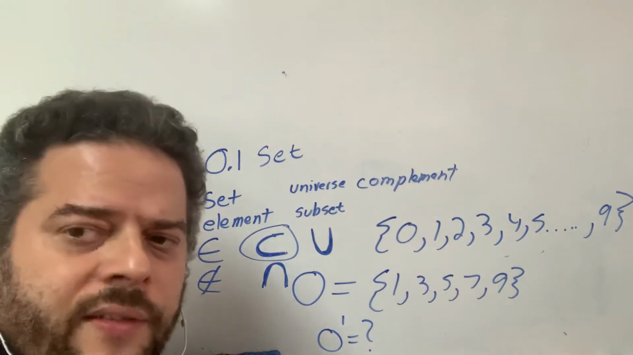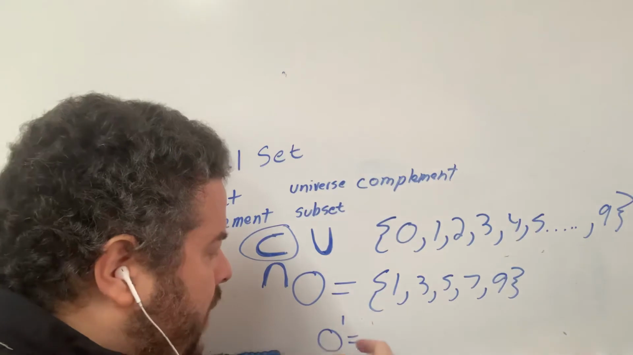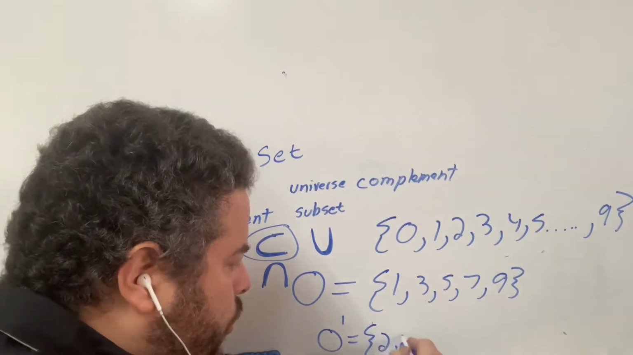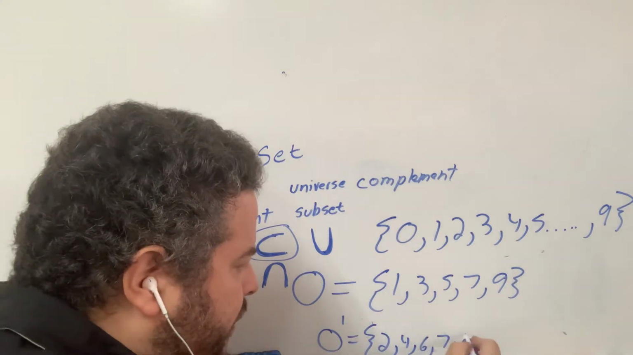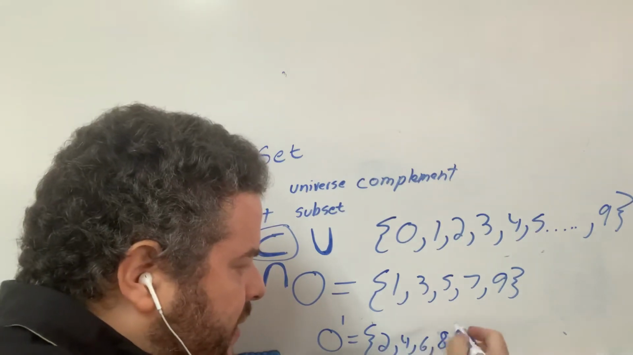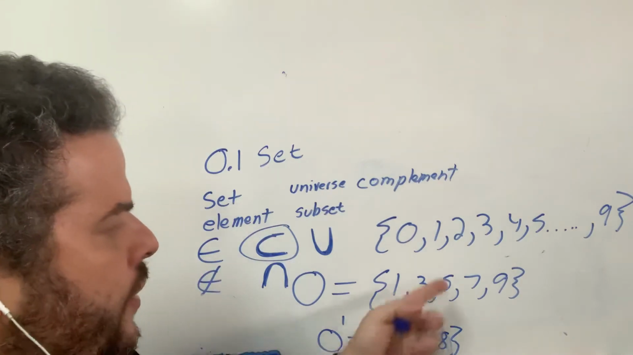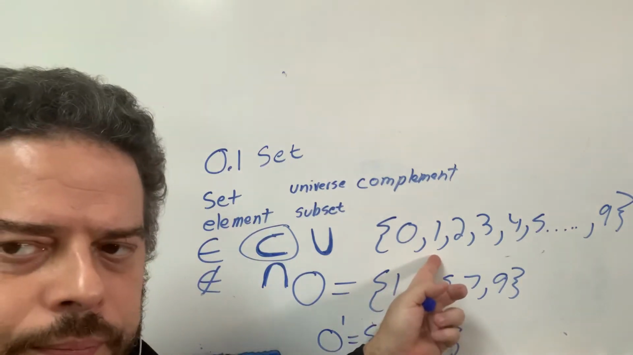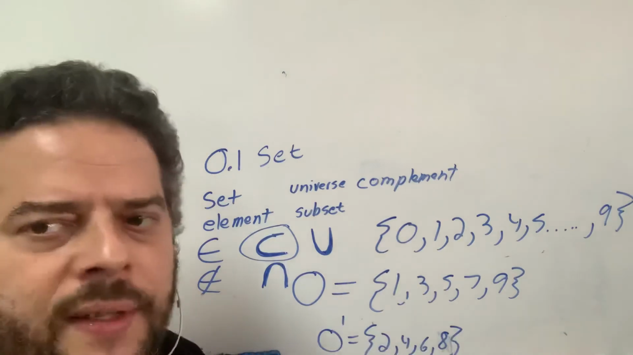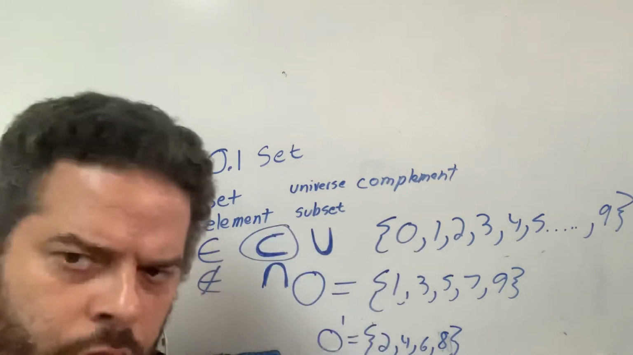All O is missing to become the universe is the even numbers. So the complement of O would be 2, 4, 6, and 8. And I am done. When I put these two together, I get the universe. So that's what complement means: what a particular set is missing to become the universe.